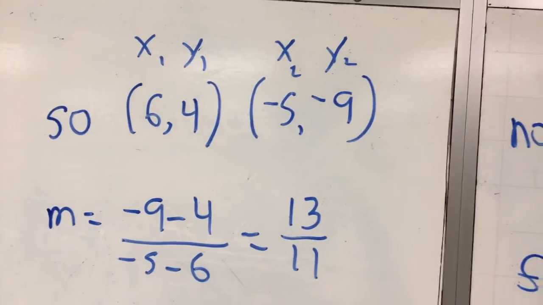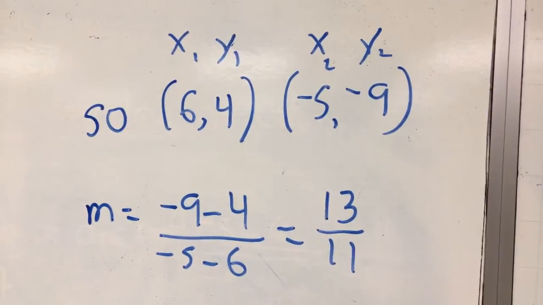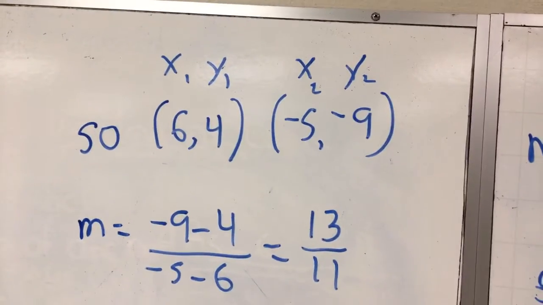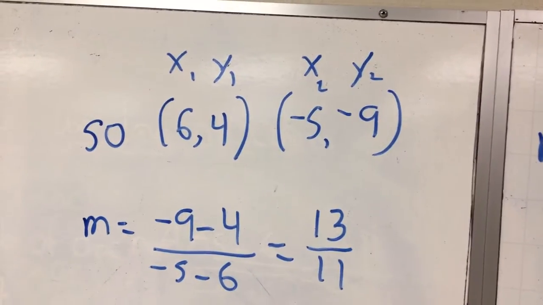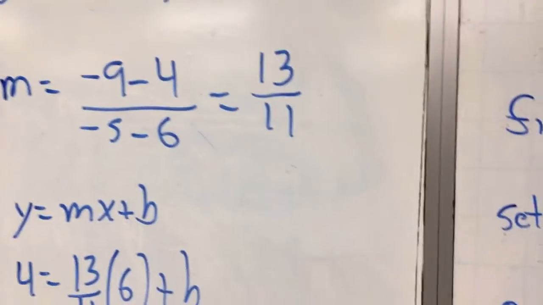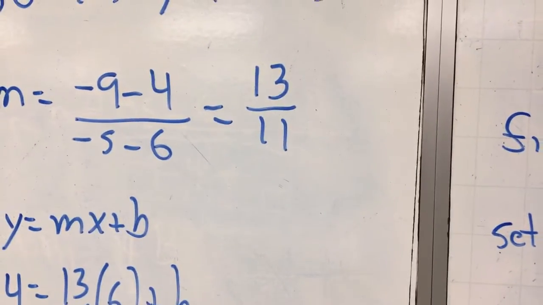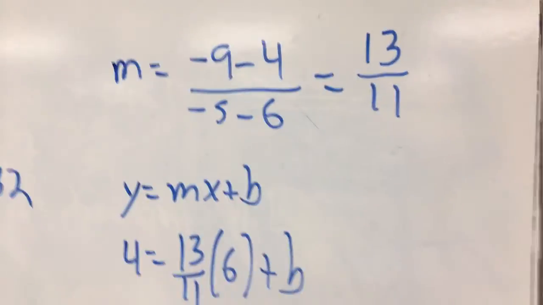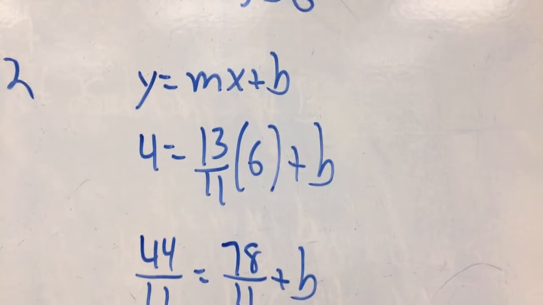Remember, slope is the change in y over the change in x: y2 minus y1 over x2 minus x1. Now, I labeled my data. If I label my data, it's really hard to mess it up. Negative 9 minus 4, negative 5 minus 6, and the slope of that line is an awe-inspiring 13 over 11. Isn't that pretty? Yeah, I know, I missed a little bit, but that's okay. You can still do this.